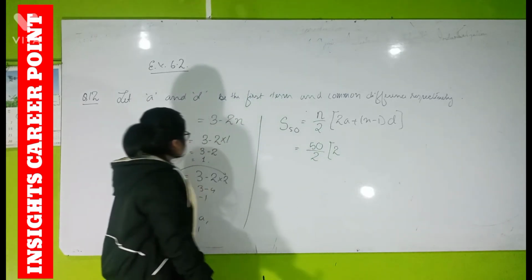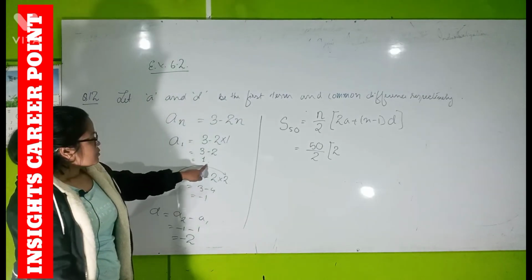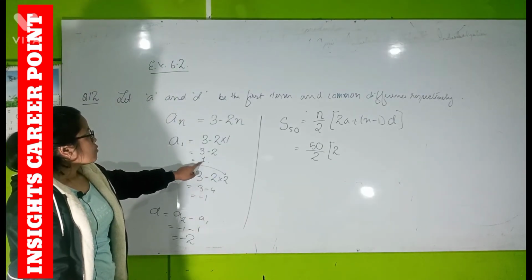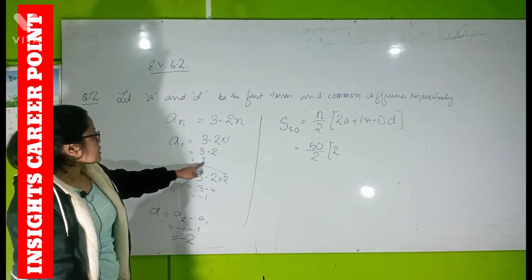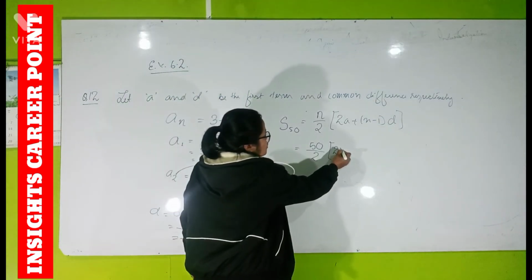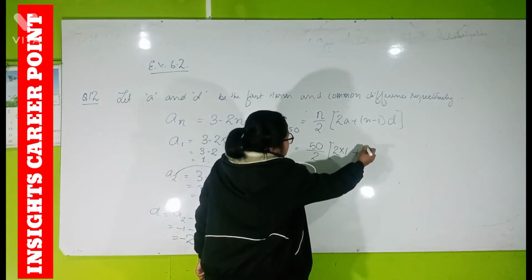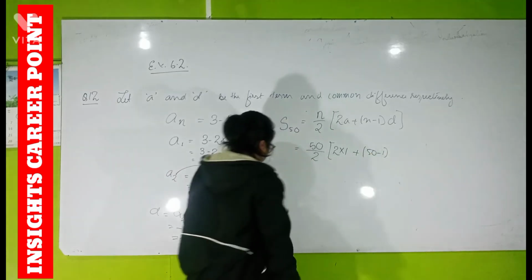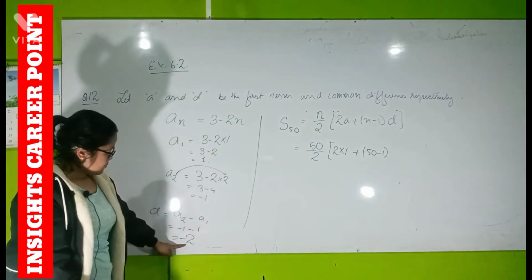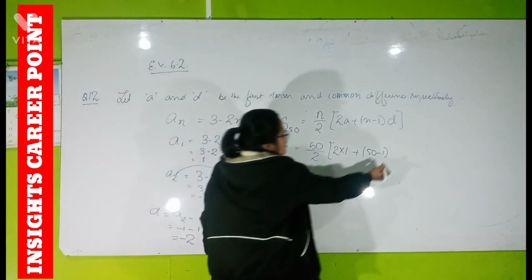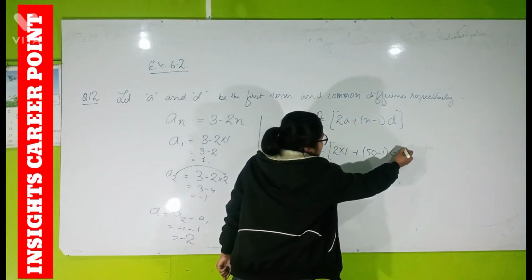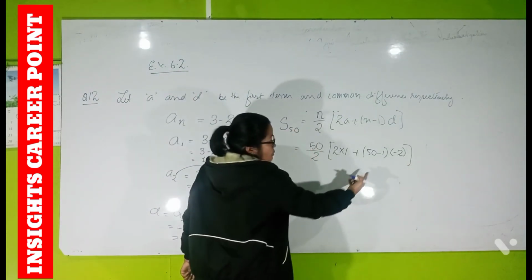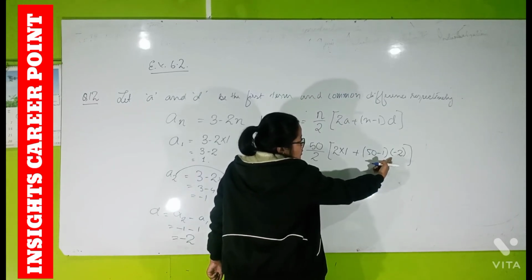Twice, what is the value of a? A is the first term, which is 1. 2 into 1, plus, what is the value of n? 50 minus 1. What is the value of d? The value of d is minus 2. Don't forget to put the bracket.